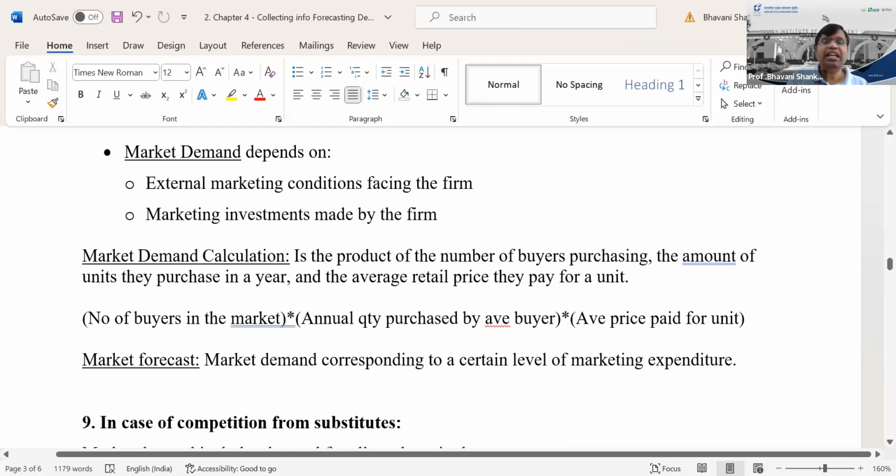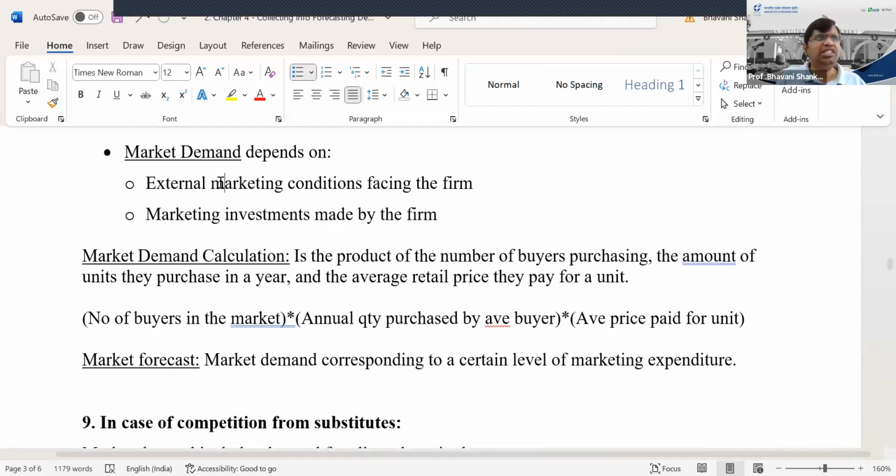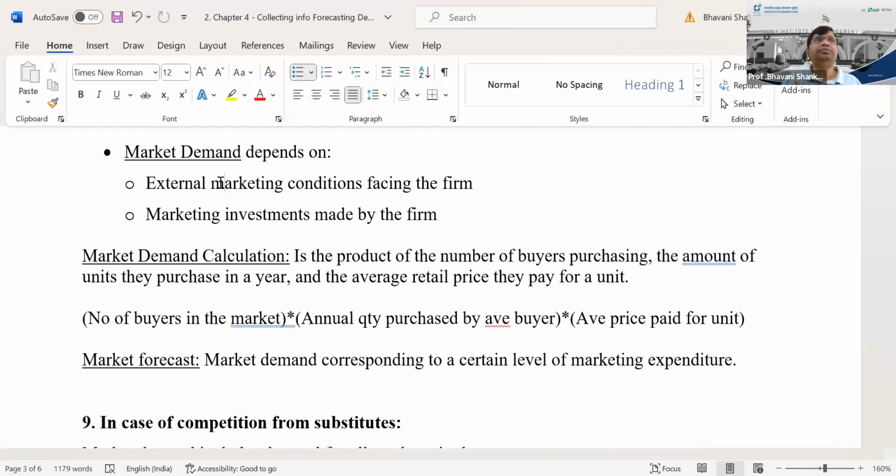So market demand depends on external marketing conditions which are facing the firm. That is, the economy is doing very well. Even after the pandemic, I think we have been doing very well in this country. And people are getting jobs, so they are able to spend money for festivals. So for Myntra, between the 18 to 24 age group, it is possible for them to sell more because the environment is really favorable to them.